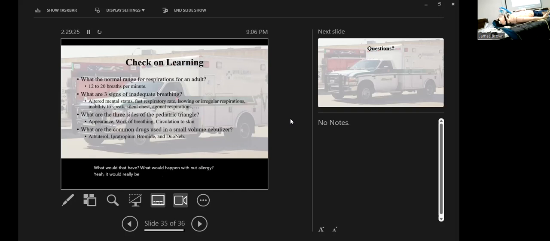Should we call? We had a respiratory problem, that's a respiratory emergency. They went from respiratory what to respiratory what? Distress to arrest. Well, distress, not failure. All right, so any questions over what we went over tonight?